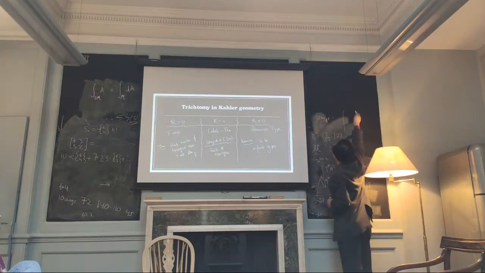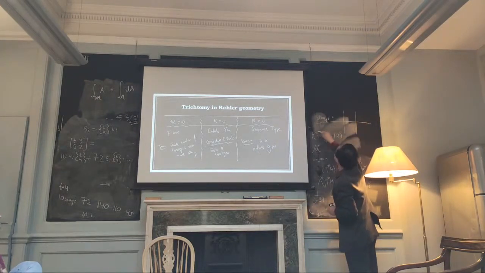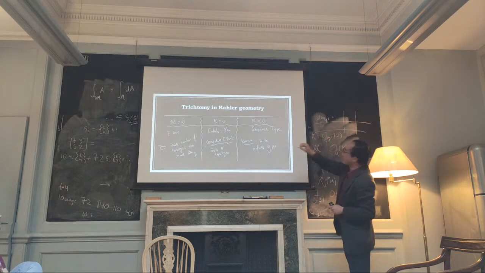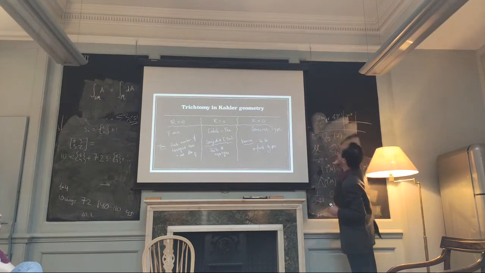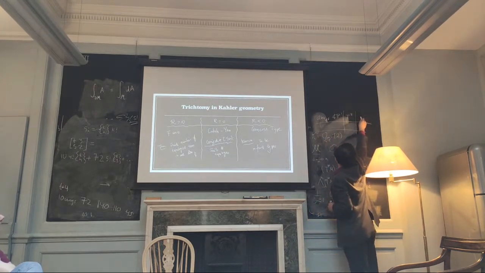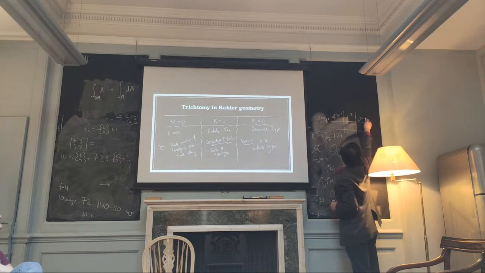Everything. I should write the table. I love tables. Complex dimension 1. The only Fano one is CP1. The only Calabi-Yau one is T2. And everything else is genus greater than 1 type.